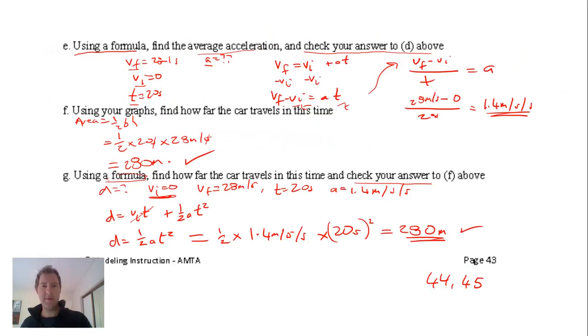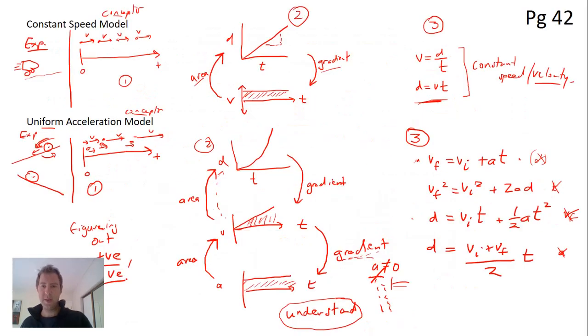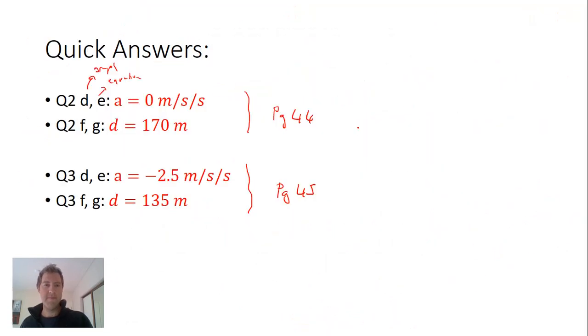Using a formula, find how far the car travels in this time. I can go back to my formulas. I could use any one of these, knowing that acceleration is 0 would make life easy. Now let's write this down, but also let's write this down. I'll show you that they're actually the same for this situation.